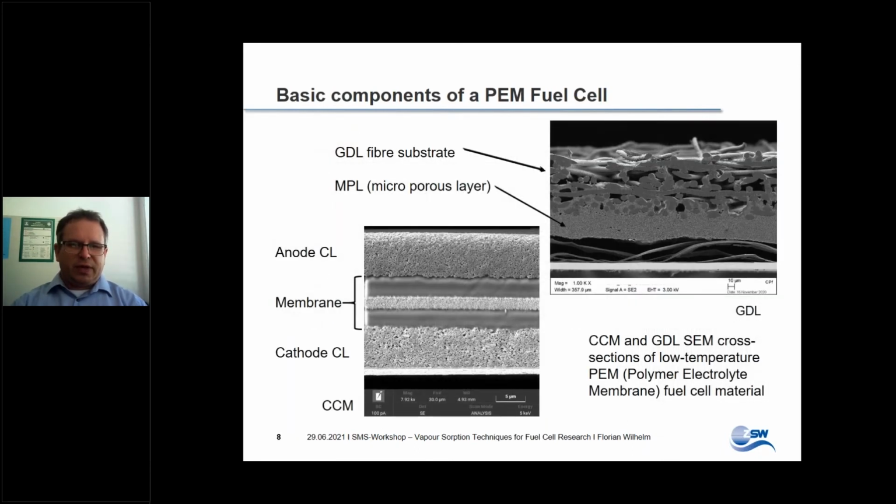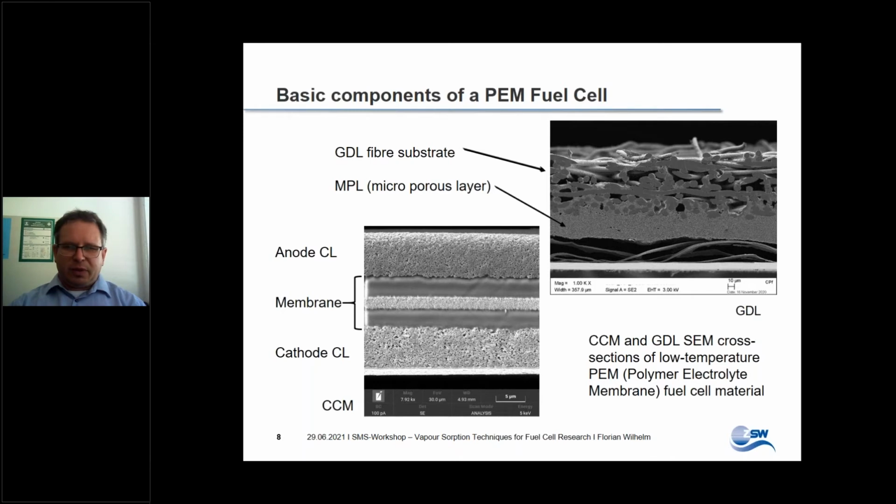The components, how do they look like? Here you can see a gas diffusion layer on the right side. It is usually made up of 2 layers. One is the fiber substrate you can see on top in the SEM picture, and one is the so-called microporous layer you can see below the fibers. Microporous layer is actually not completely correct. These are not micropores. They are rather in the range of, let's say, 15 nanometers.